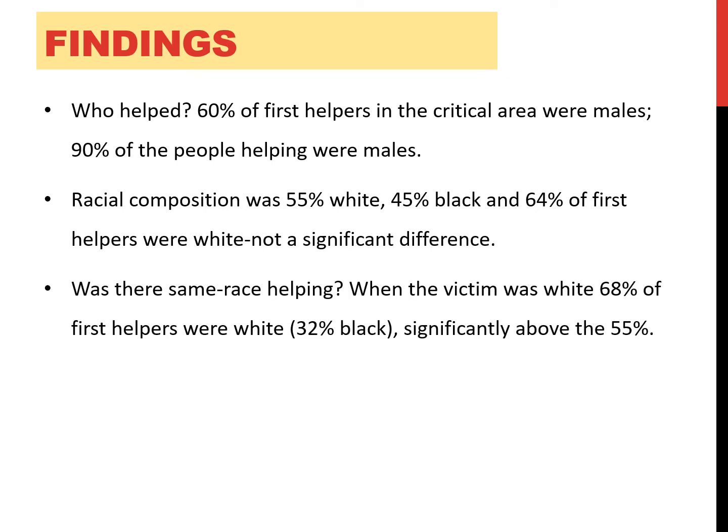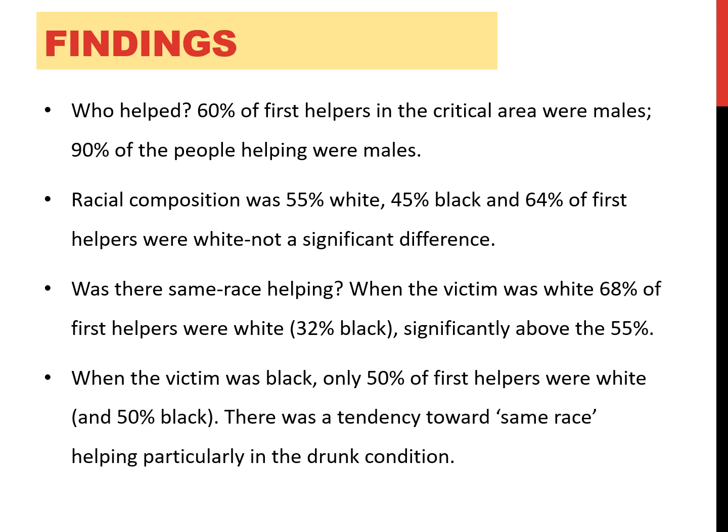Was there same-race helping? When the victim was white, 68% of the first helpers were white compared to 32% who were black, significantly above the 55%. So there is a tendency for same-race helping, especially for white people. Mostly those who helped the white victim were white participants. Okay. And then when the victim was black, only 50% of the first helpers were white and 50% were black. So they concluded that there was a tendency towards same-race helping, particularly in the drunk condition.